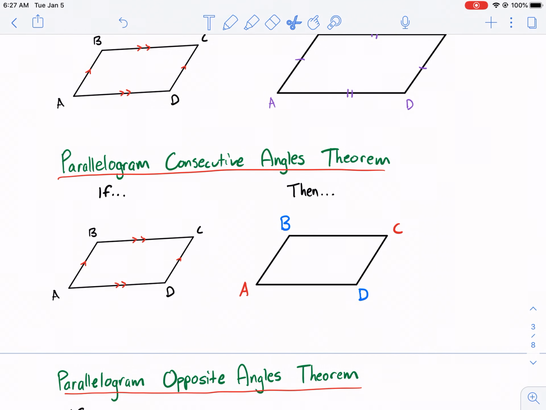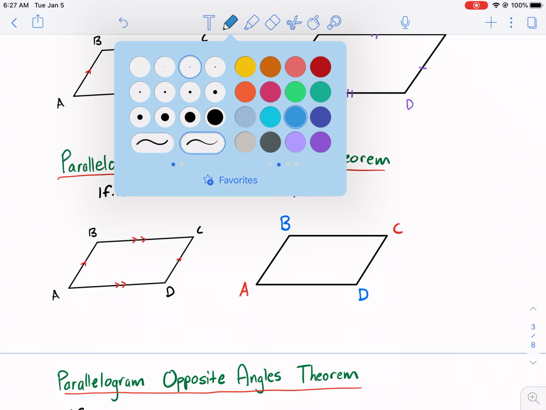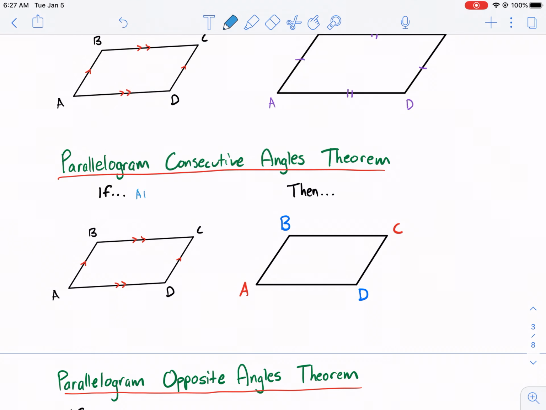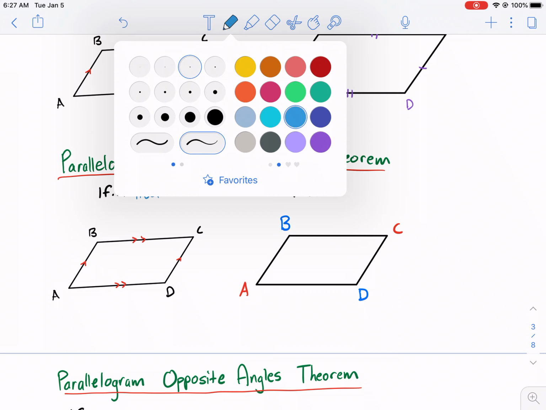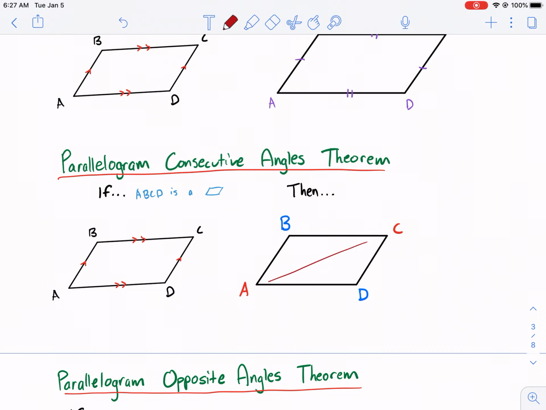Okay, now we already knew that opposite angles are congruent. What about consecutive angles? Well, first off, what is a consecutive angle? Well, let's define this first. If ABCD is a parallelogram, then what can we say? Well, opposite angles, we said, are these ones. Consecutive angles are ones that are right after each other, okay?